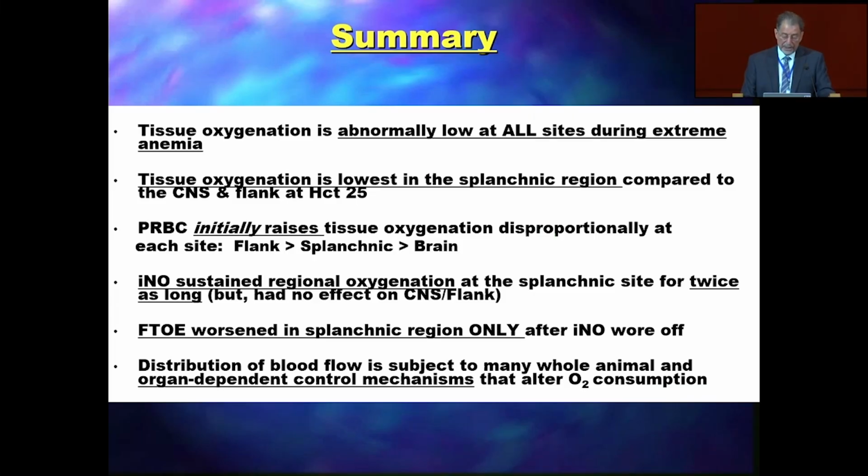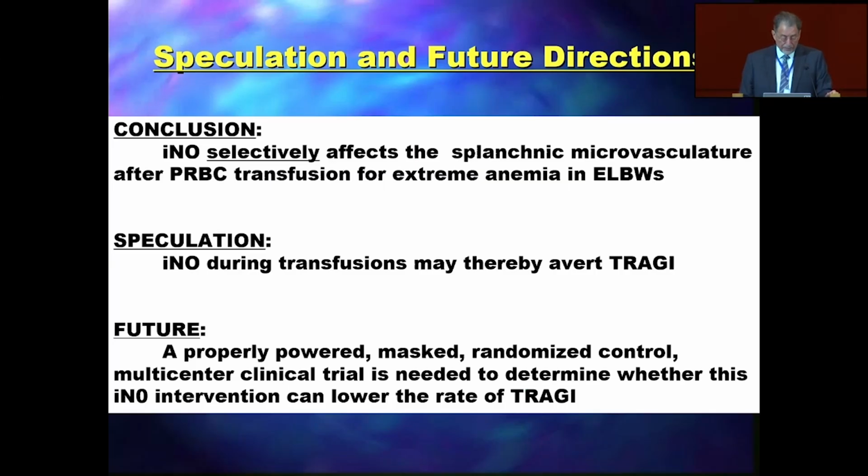Basically, it's a mirror image of what you see with the NIRS. FTOE worsened in the splanchnic region only after the nitric oxide wore off. And distribution of blood flow is subject to many whole animal and organ-dependent control mechanisms. In the case of the intestine, I can measure function, I can measure NIRS. I know that I increased the caloric density, that the metabolic rate's going to go up. So what would we speculate on this? I know it selectively affects the splanchnic microvasculature in packed cells, and I think that's really an interesting demonstration of biology.